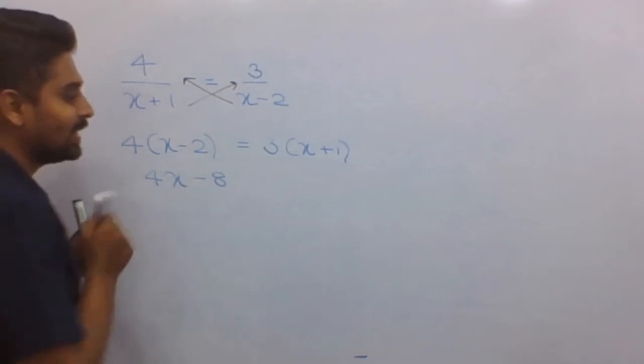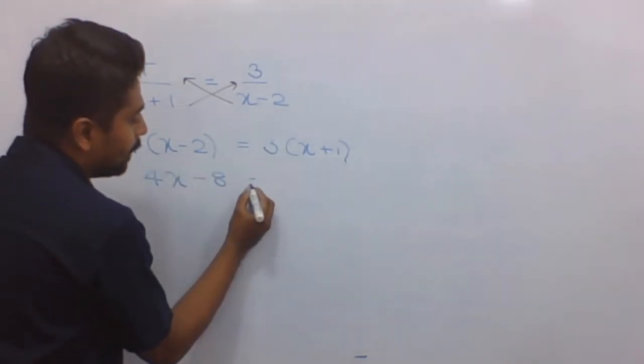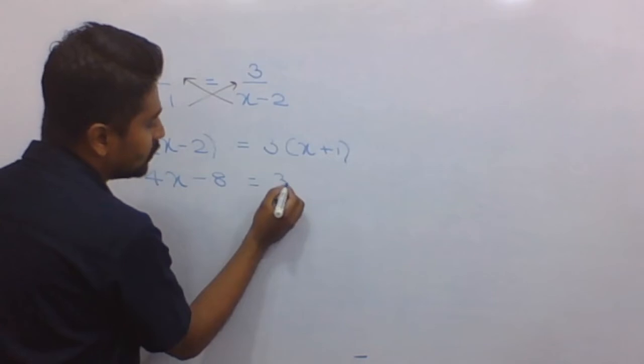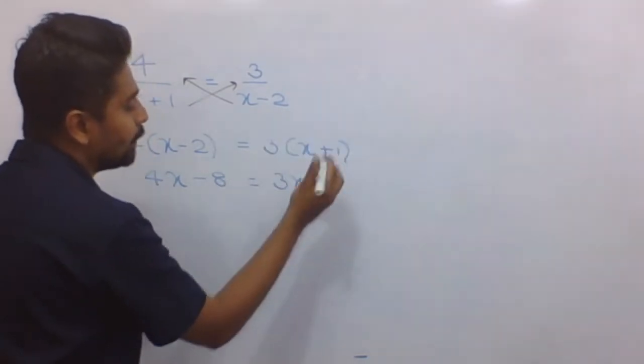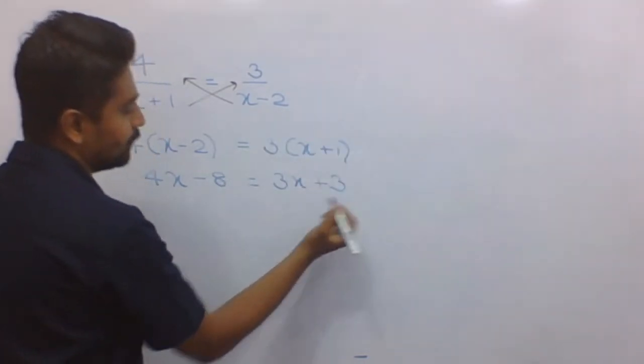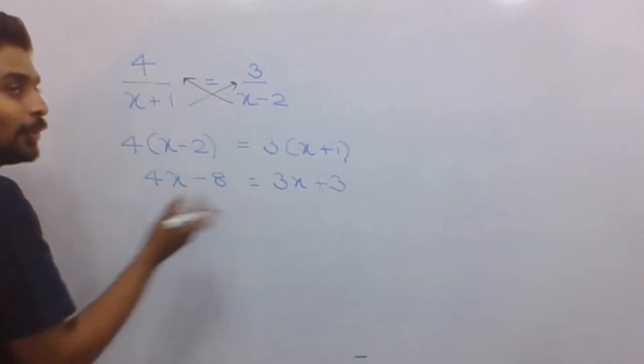That's the reason, right? Here plus 3 into plus x plus 3x. Plus 3 into plus 1 plus 3. Right? Then now you know.